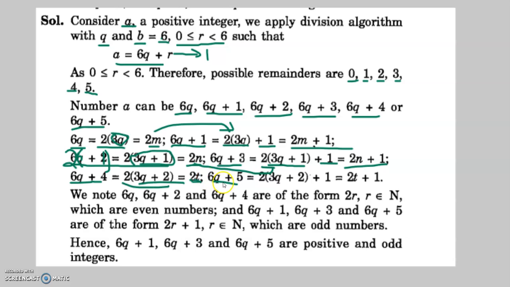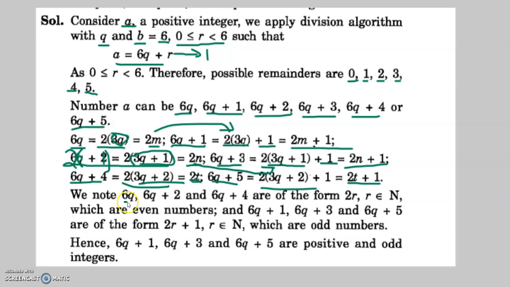Here it is 6q plus 5. So the next step is 2 into 3q plus 2 plus 1. So how do you get it here? 3q plus 2, I took it as some integer t. So similarly, 2t plus 1 is the next term as per the previous step.